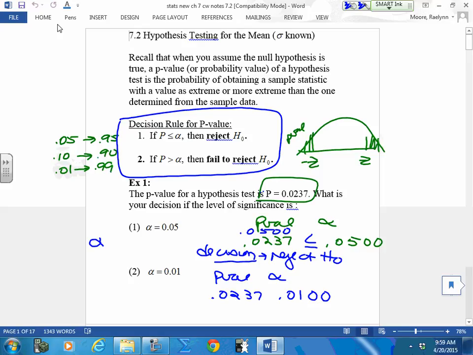So mine looks close enough. So, the point is, Nick, which number's bigger, 237 or 100? 237. So this is greater than. So what's your decision according to your chart? Fail to reject. Fail to reject what? You have to say H0.